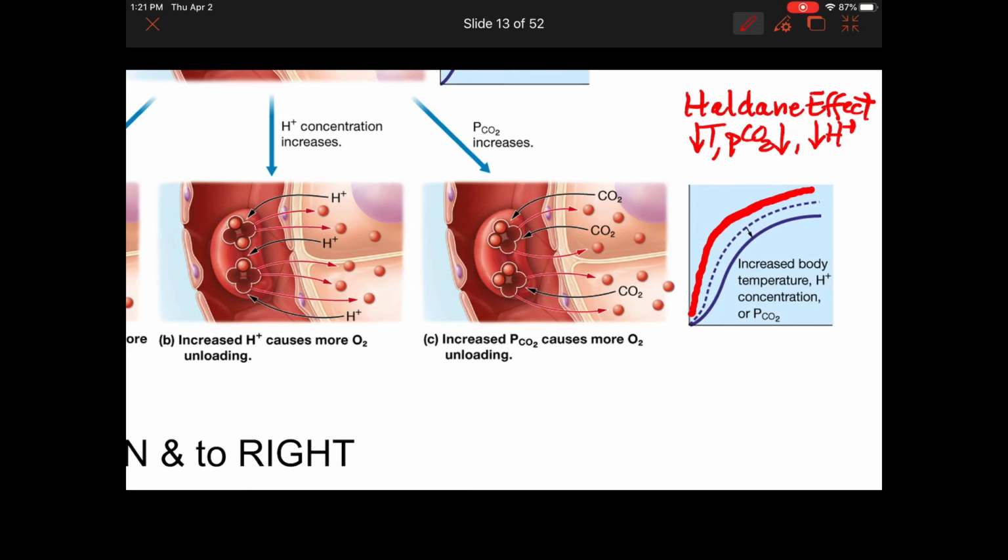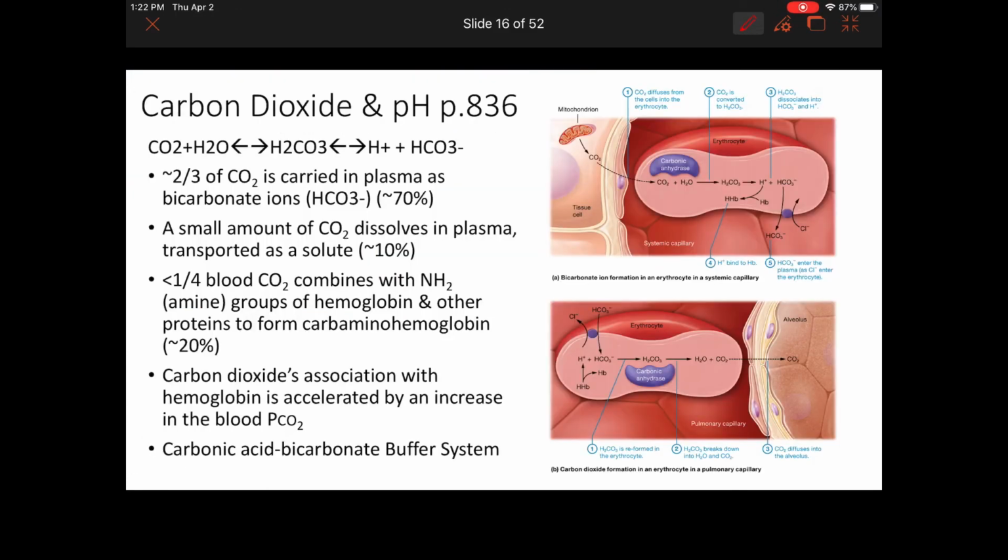So, as I mentioned previously, oxygen and carbon dioxide are both competing for places on the hemoglobin. Depending on which one is more abundant, it will prevent the other from binding to hemoglobin. All right, so let's talk a little bit here about carbon dioxide.